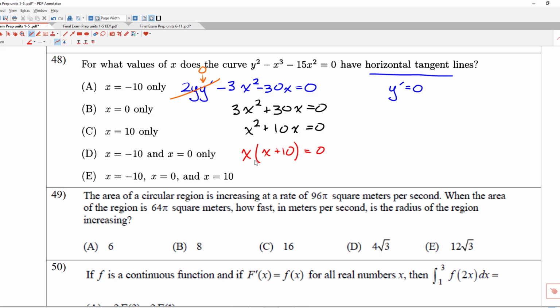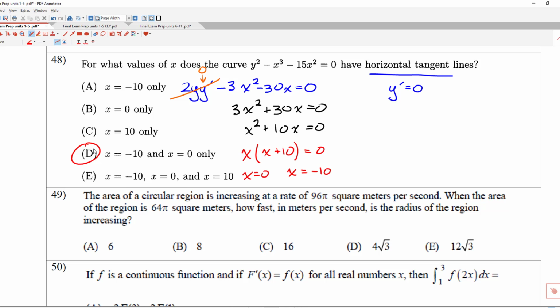And using the zero product property, I can say that x is equal to 0, or x plus 10 is equal to 0, or x equals negative 10. So there are two values that make this have a horizontal tangent. And we don't have to worry about any weird thing happening in a denominator because we don't have a denominator. Sometimes you might have to eliminate one of these if it's not on that line. It's not a possible point, but no such cases. So 0 and negative 10, our correct answer is D.